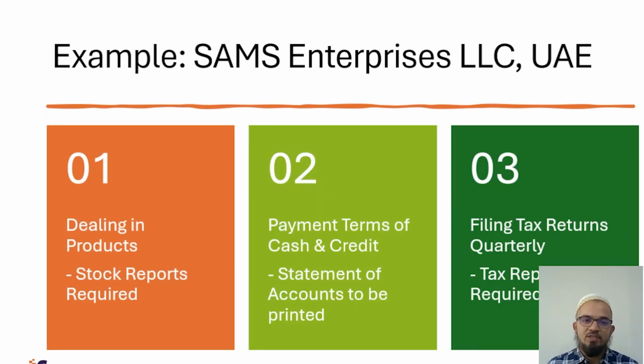So for this video, we are going to set up a company called Sam's Enterprises LLC UAE, and this company is dealing in products. So we are creating a scenario because based on that, we will know what features to activate. Once we are dealing in products, definitely I need inventory features to be activated. Then this company is planning to deal in different payment terms like cash and credit. So there is a feature which is called tracking information related to customers and suppliers bill-wise. So we would need that because we'll need to print statements of accounts. And then finally, this company, let's say, is tax registered. So we're going to file tax reports. So obviously we need to set up tax in the system and also look at the automated reports.